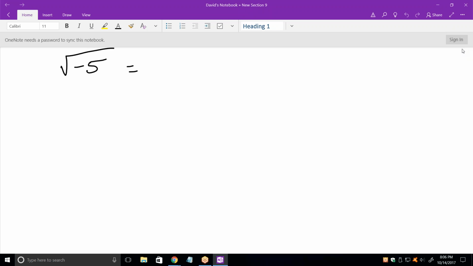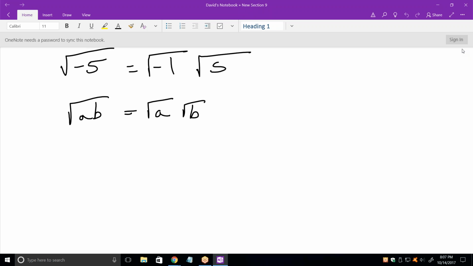The first thing to recognize is that the square root of a times b is the square root of a times the square root of b. Which means, when you have the square root of a negative number, the first thing you do is take out the -1. That leaves that left over. The answer is the square root of 5 times i.